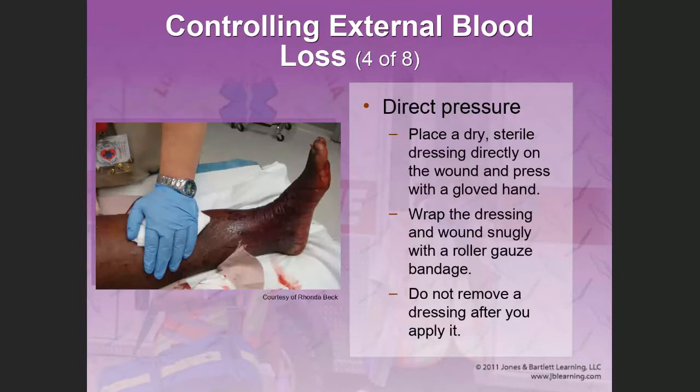So direct pressure, place a dry sterile dressing directly on the wound and press with a gloved hand. And you may have to use more than one sterile dressing. Then we wrap the dressing and wound snugly with a roller gauze bandage. Do not remove dressing after you have applied the dressing.